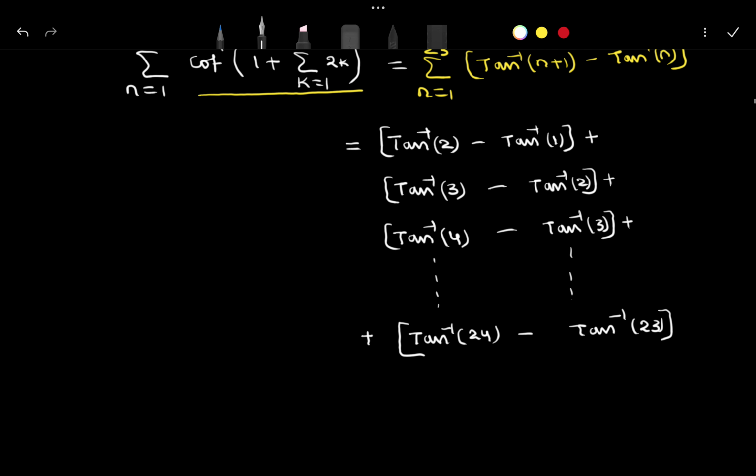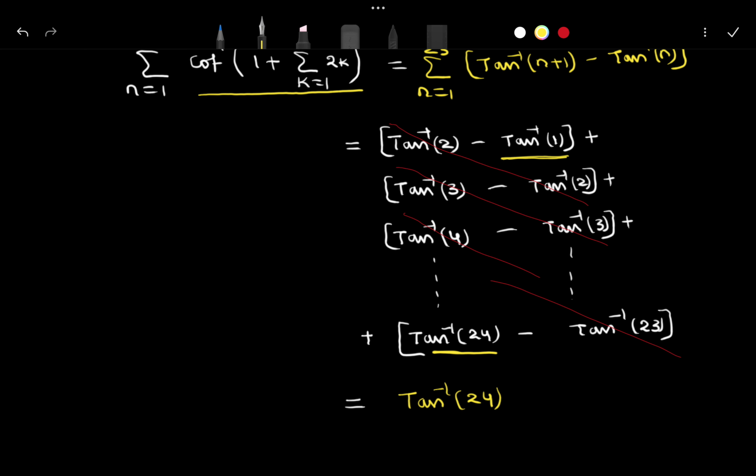Now after substitution, you can observe that in the series, plus tan inverse of 2 minus tan inverse of 2 cancel, plus tan inverse of 3 minus tan inverse of 3 cancel, like tan inverse of 4, up to this one cancels. What is the resultant value after the cancellation? The remaining terms: in the last term, tan inverse 24 is remaining, and in the first one, minus tan inverse of 1 is remaining. So now you write it: tan inverse of 24 minus tan inverse of 1.